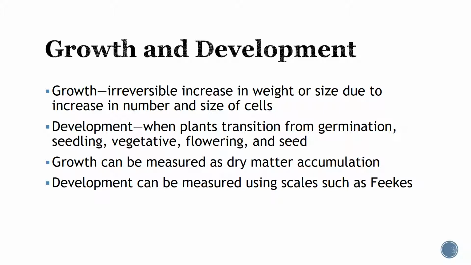So this is what I was talking about with growth and development, and how they are different. They're not the same. The definition for growth is the irreversible increase in weight or size due to the increased number of cells. That is what growth means. It does not mean the transition from germination to seedling to vegetation to flowering. Those are two different things. That's development. A lot of people will think the growth stages are the same as development stages, but they're not. Growth is going to be measured by dry matter accumulation. Development is going to be measured with a scale that we call the Feekes scale, and we'll talk about that in class and in the rest of this lecture.